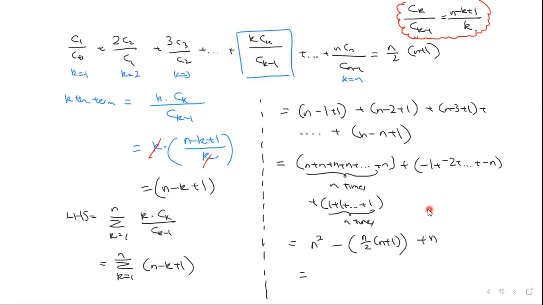So let's expand then, or maybe let's take a half. So that means you've got 2n squared minus n plus 1, plus n. So that means you've got 2n squared minus n squared minus n plus n. So the minus n plus n cancels. Let's see. k times ck over ck minus 1 is n minus k plus 1 over k.